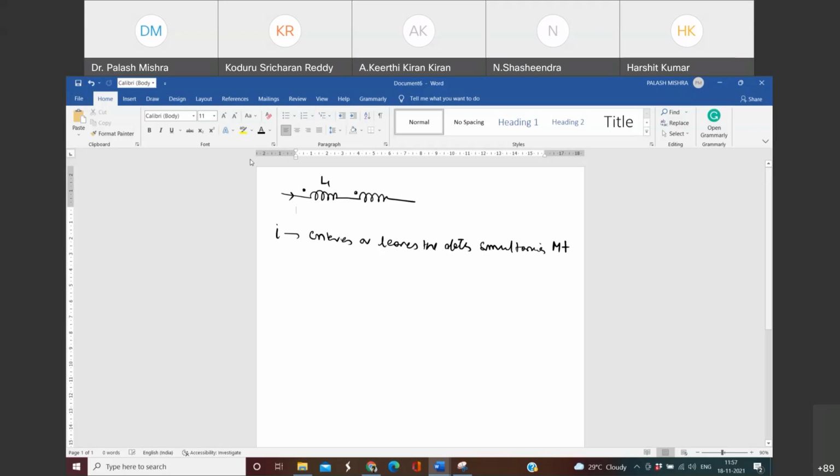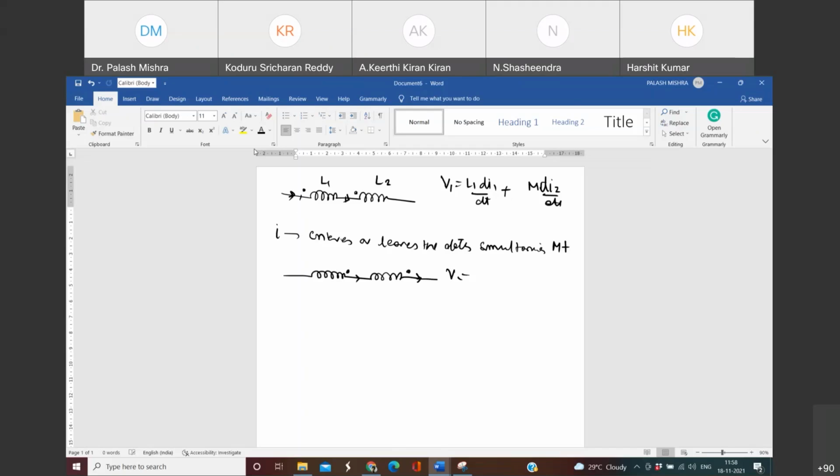Suppose L1 and L2 are there. The net voltage V1 across L1 will be V1 equals L1 di1 by dt plus M di2 by dt. This effect will be additive if the current enters or leaves the dot simultaneously. It can also be like this: if the current leaves the dot here and also leaves the dot here, then also the effect of mutual inductance will be positive.